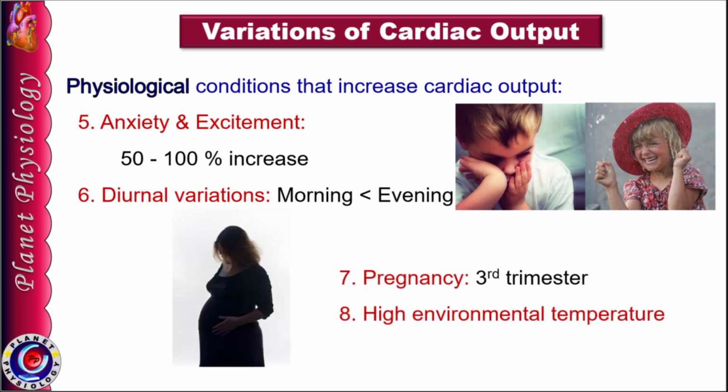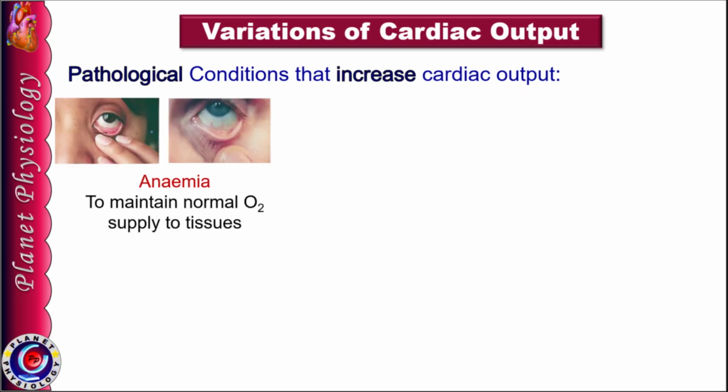Pregnancy, especially third trimester, increases cardiac output due to increased metabolism and blood volume. High environmental temperature also leads to increase in cardiac output. Now let us study some pathological conditions which increase cardiac output. First is anemia. In anemic persons, to maintain normal oxygen supply to the tissues, cardiac output is elevated.